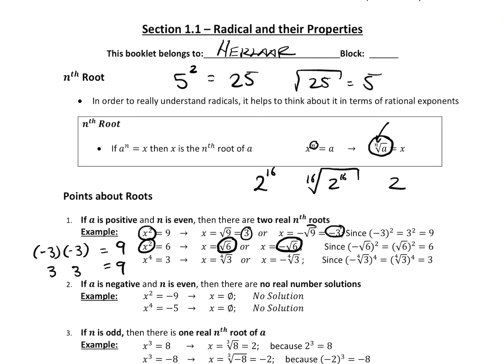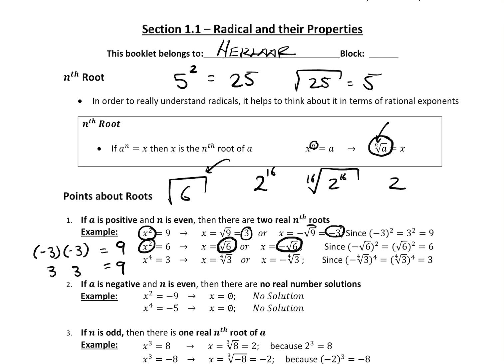Now, there's one thing to consider. 9 is a perfect square, so it has a square root of 3, but 6 is not a perfect square, but the square root is still the square root of 6. The square root of 6 is a number. Treat it that way. Be nice to it. Don't disregard it. That is a number called root 6.